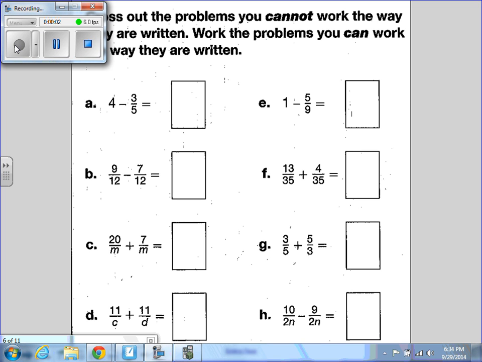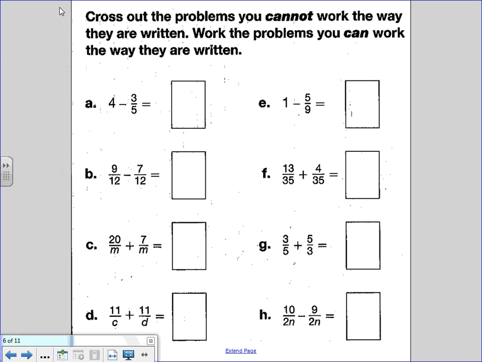Okay, this starts the review for Part 5 for Mastery Test 1A that you're going to be taking. These problems involve adding and subtracting fractions and multiplying fractions. Okay, so the first thing it says here is that we're going to cross out the problems we cannot work the way they are written, and we're going to work the problems you can work the way they are written.